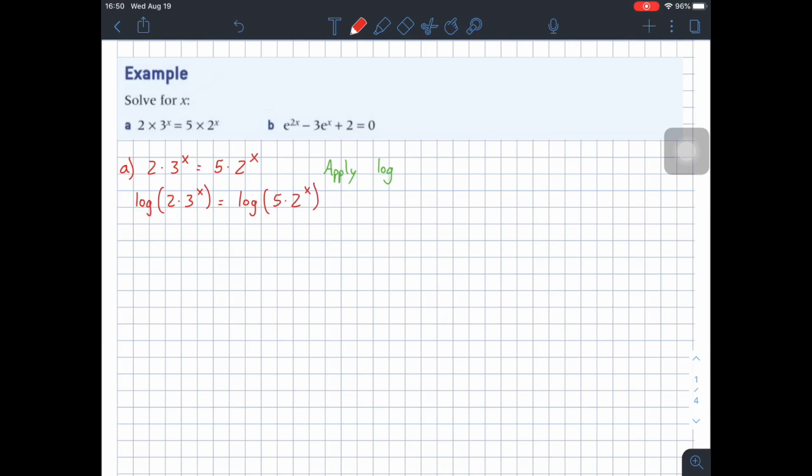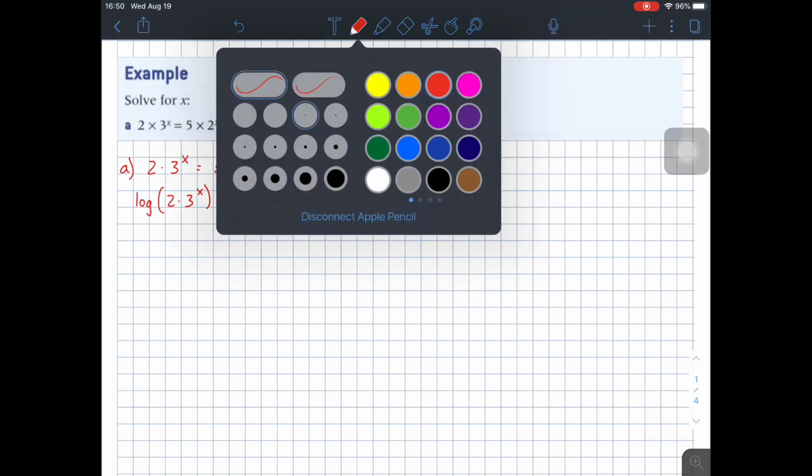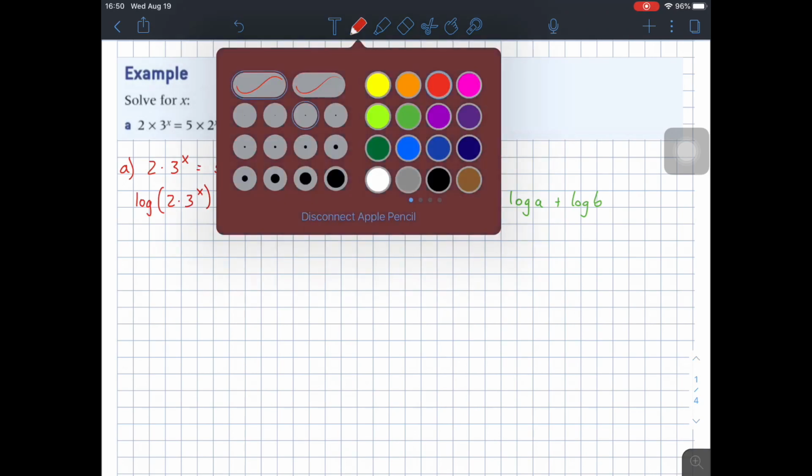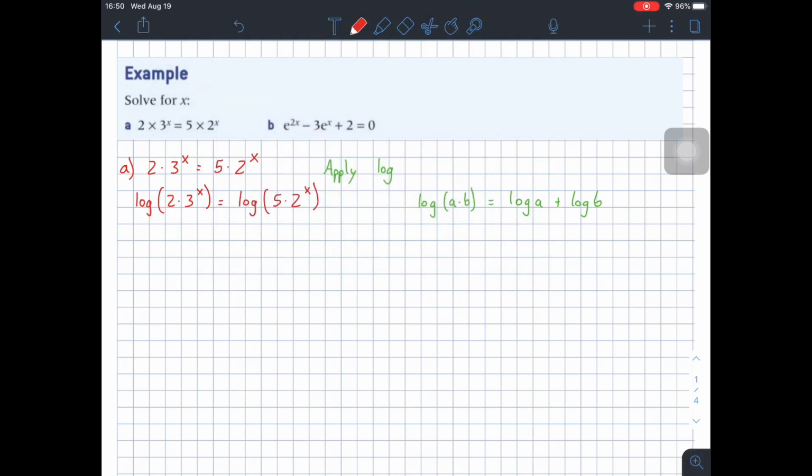And you see that, what do you see here? You see that we can apply laws of logarithms. If you remember, whenever we have log of a times b, we can separate this as an addition, right? Log of a plus log of b, right? So that's exactly what we're doing here. We're going to separate the arguments here into an addition. We're going to get log of 2 plus log of 3 to the power of x. And this is equal to log of 5 plus log of 2 to the power of x.